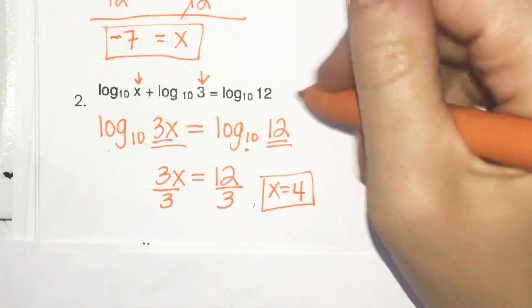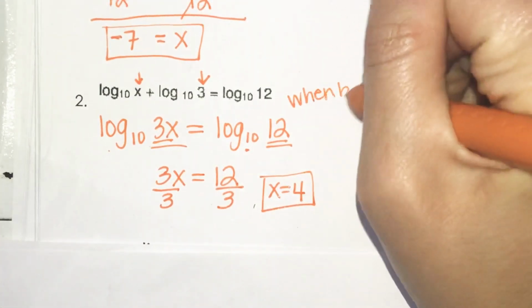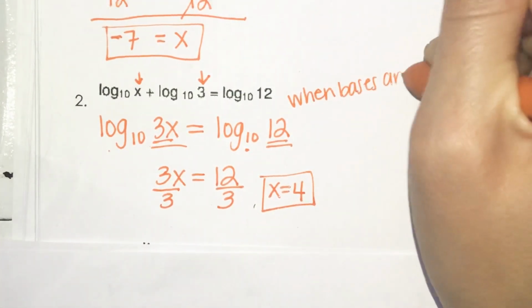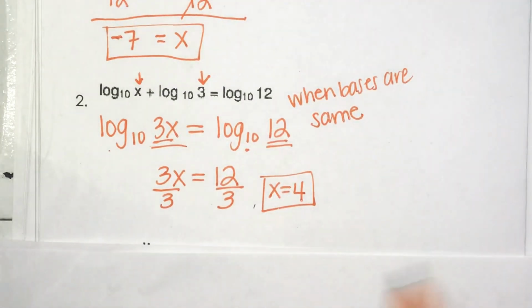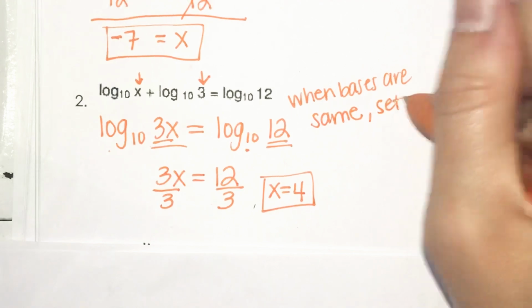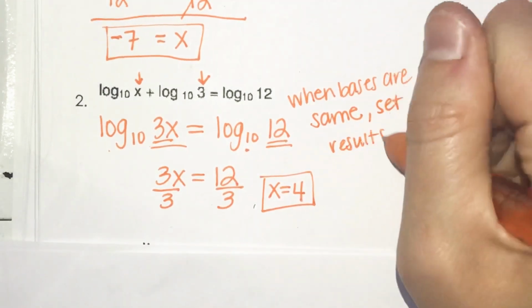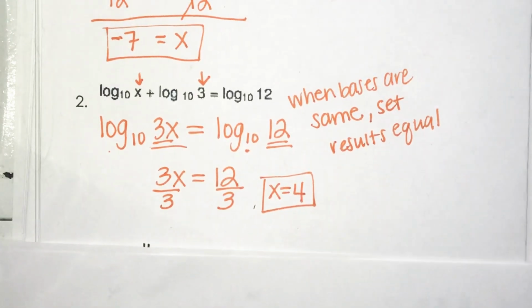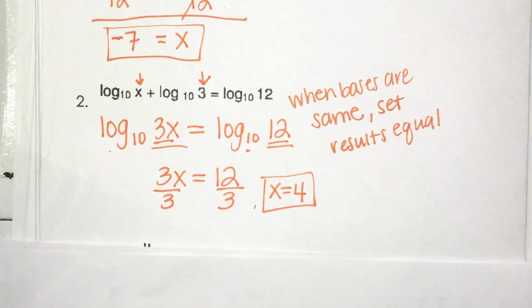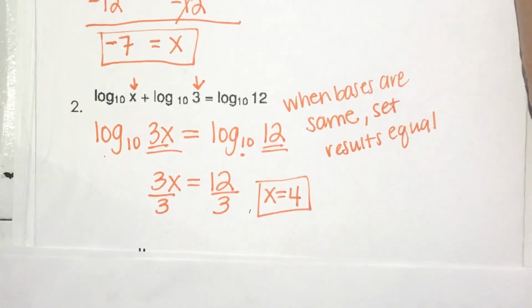Okay, so when the bases are the same, and my equations are equal to each other, I can just set my results equal. That's what we did here. We took our 3x and our 12 and we just set the two equal and solved. And that works every time if you have the same base. They'll essentially cancel each other out, which is really nice.